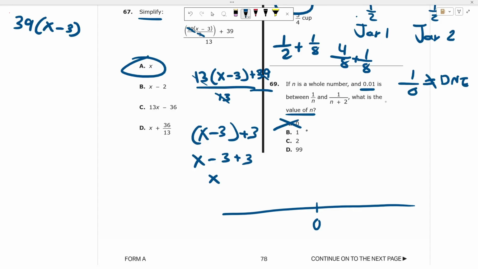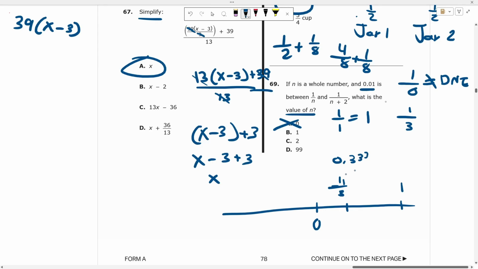So now let's just guess and check between here. Let's plug it in. So here, if n has to be 1, then 1/n, when n is 1, is just going to equal 1. And 1/n plus 2 is just 1/3. Okay? So does 0.01 fall between 1 and 1/3? Well, let's say that 1 is here. 1/3 is about here. 1/3 is equal to 0.333. 0.01 is like all the way over here, right? That's way too small. It does not fit between those two big numbers. So choice B is out.